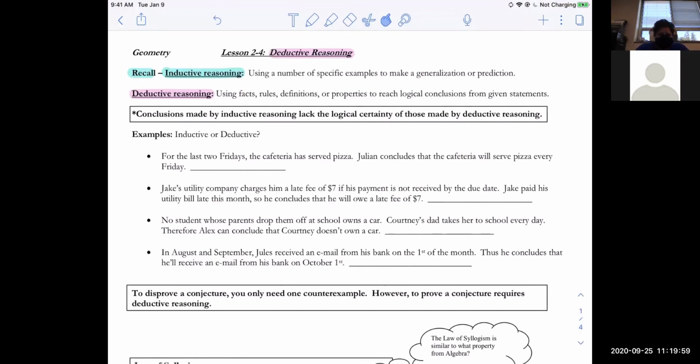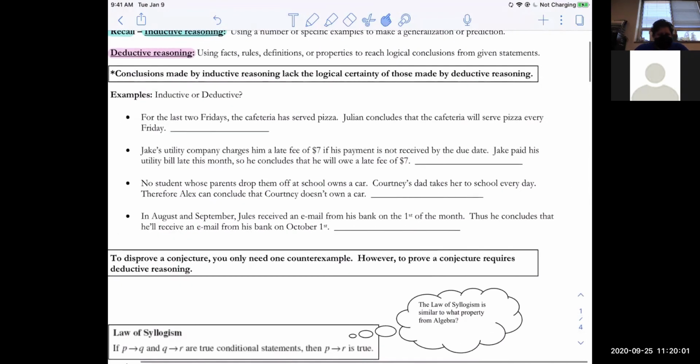Okay, so here are some examples just determining inductive versus deductive. For the last 2 Fridays, the cafeteria has served pizza. Julian concludes that the cafeteria will serve pizza every Friday. So the question is, is that a policy, rule, procedure, or is that an observation that is leading to a conclusion? Is that inductive or is that deductive?